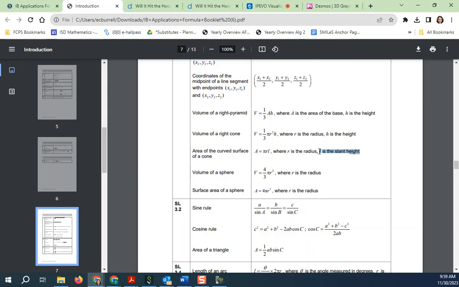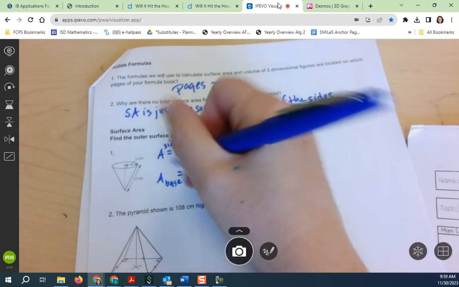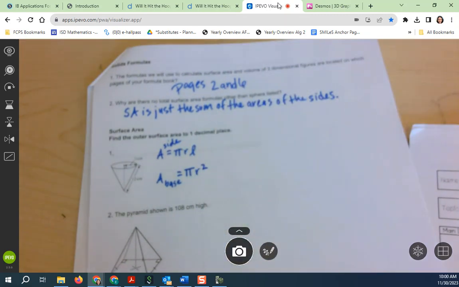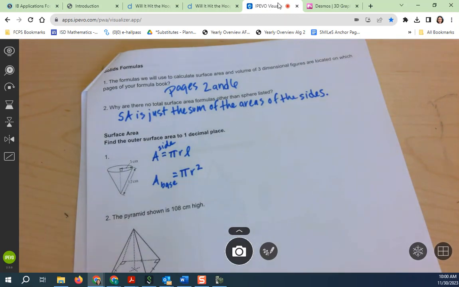So this is going to be for the side. And then the area of the base is a circle. The area of the base is a circle. And if you look at your formula sheet, you should be able to find the area of a circle under prior learning. What's that formula? Pi r squared. So we're going to do both those things, and then we're just going to add them together.